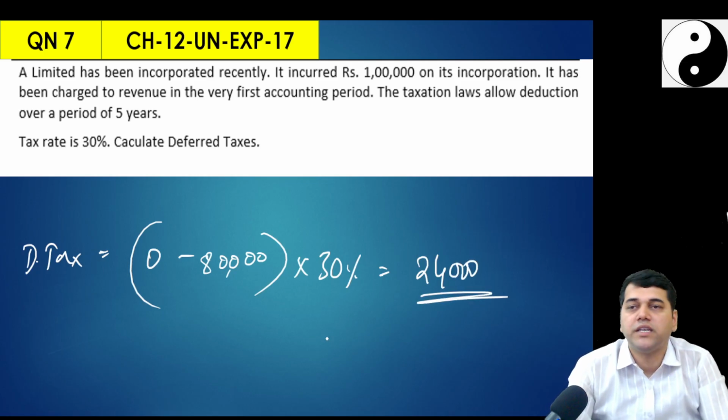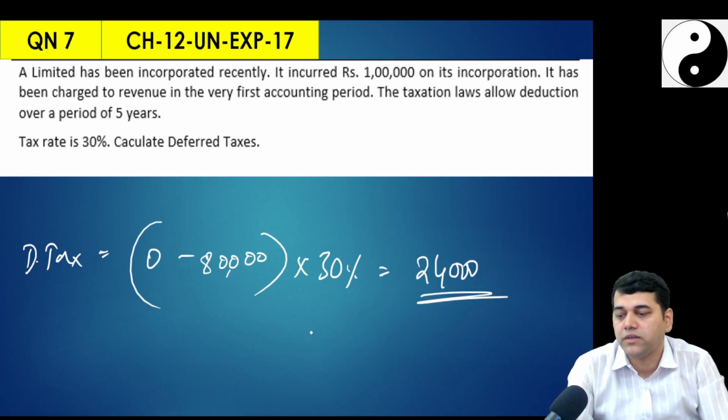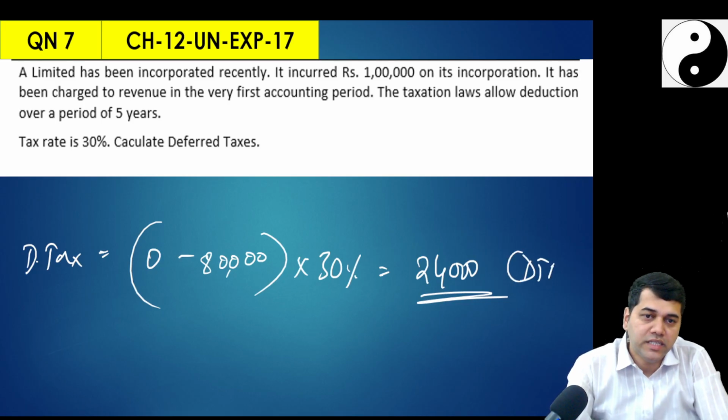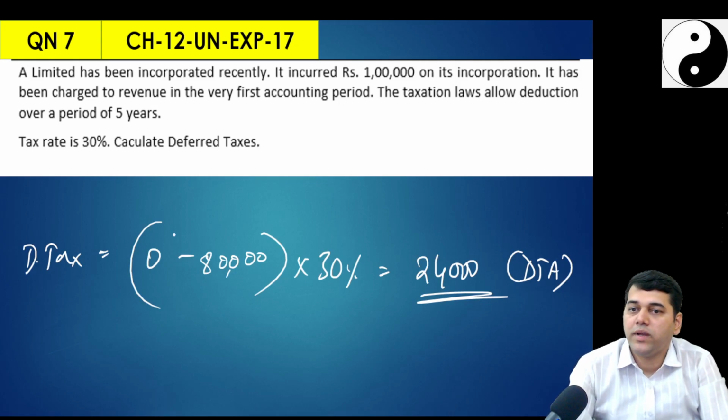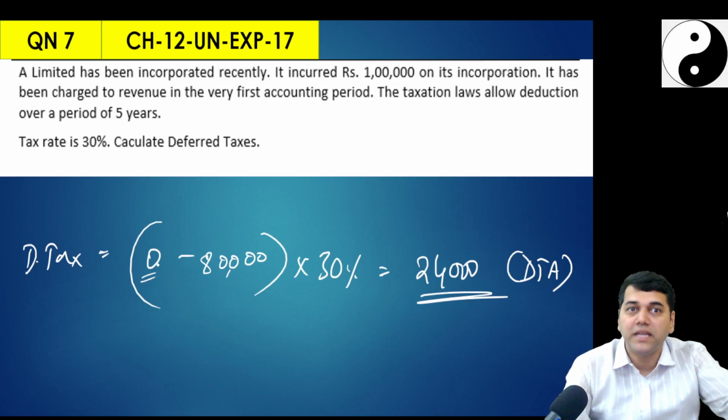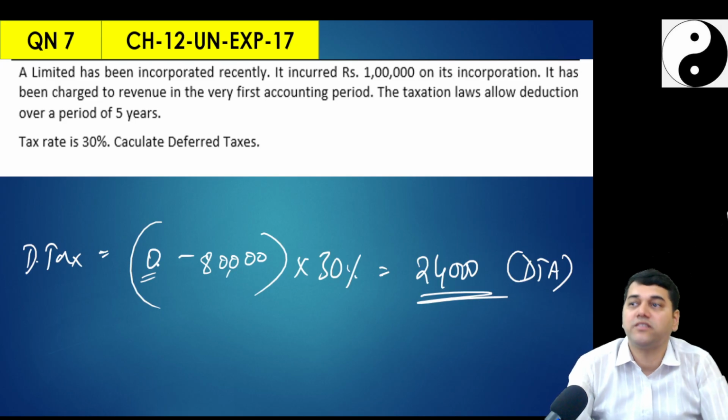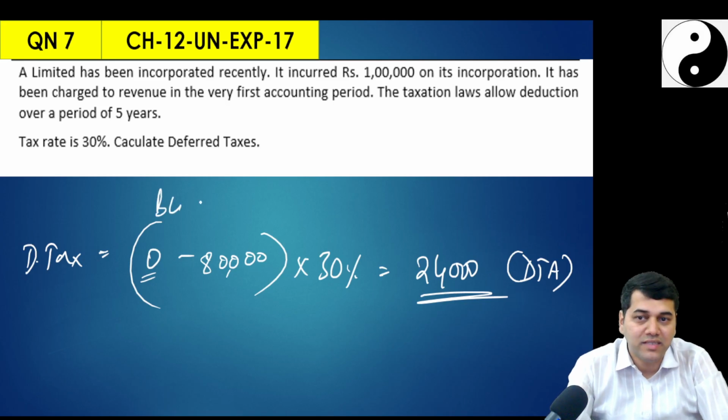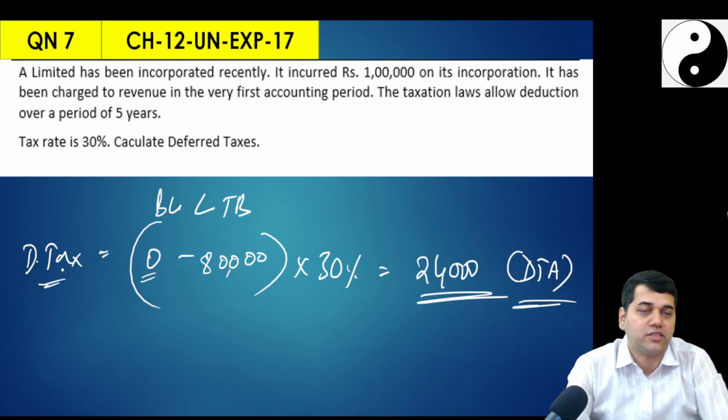So your accounting entry will be deferred tax asset account debit to deferred tax income. This is, you can say, DTA. Why? Because preliminary expense is an asset, no? Yes. Why? Because if you would have capitalized it, it would have become one fictitious asset for you. Preliminary expenses: book value is less than tax base. So deferred tax asset for an asset.